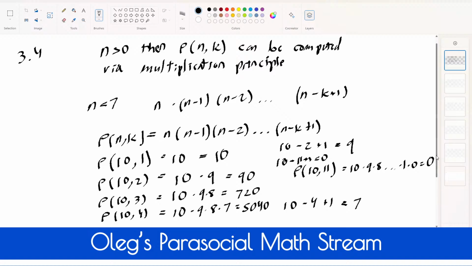So we cannot have non-repetitive lists of length 11 when there's only 10 elements to work with. It's a contradiction.